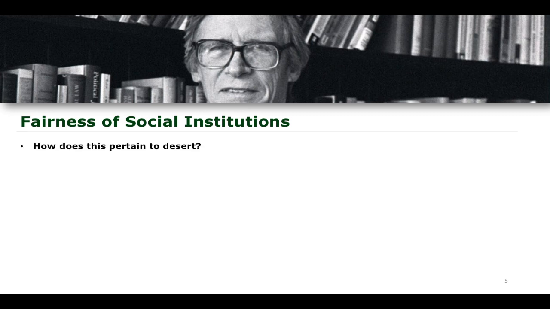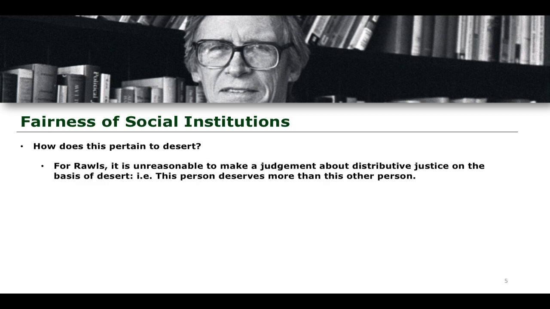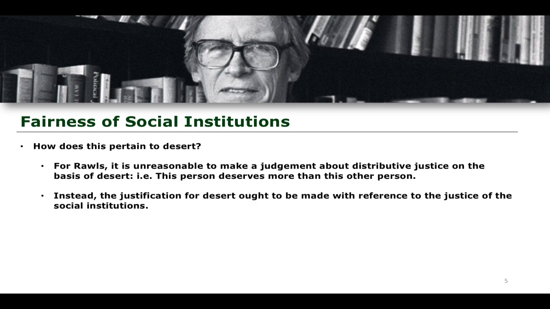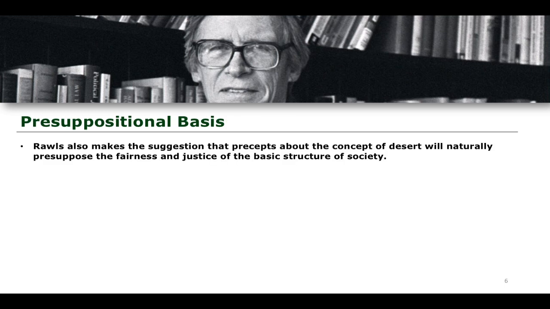Continuing on then, let's think about the concept of social institutions and fairness, and justice as fairness, something that exists within social institutions. How does this pertain to people getting their just deserts, to deservedness? Well, for Rawls, it is unreasonable to make a judgment about distributive justice on the basis of moral deservedness. This person deserves more than the other person. That doesn't seem to make sense according to Rawls. Instead, what Rawls suggests here is that the justification for deservedness ought to be made with reference to the justice of social institutions. Now, Rawls also makes the suggestion that precepts about the concept of moral deservedness, or deservedness of some kind of just settlement, will naturally presuppose justice and fairness of the basic structure of society.